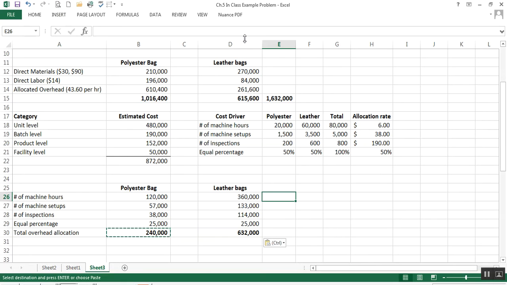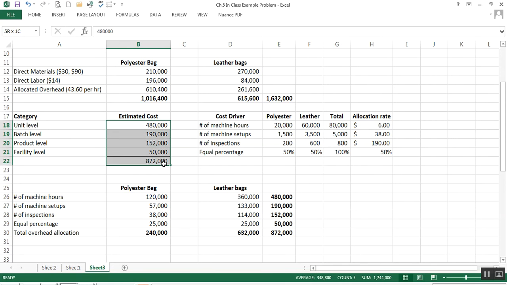Okay? So you'll notice that the sum of each activity's costs is going to equal this. They should be the same. We're just allocating it between the two different products. Okay? And now let's look at what our total combined costs are.